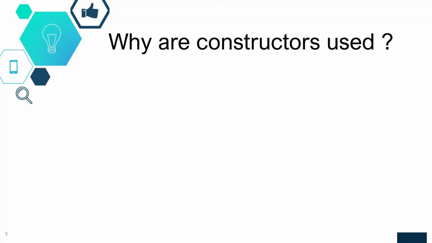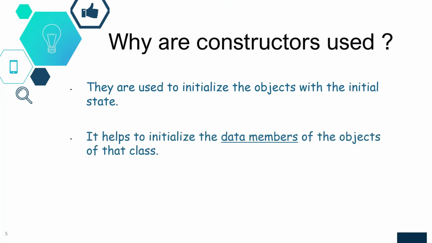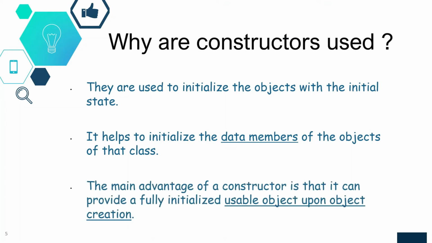Now, why are the constructors used? They are used to initialize the objects with its initial state. In other words, we can say that it helps us to initialize the data members of the objects of that class. I know we already did it using the dot operators previously, but the main advantage of a constructor is that it can provide a fully initialized usable object upon its creation. Now, what do I mean by usable object upon its creation? Let's see it in the code.